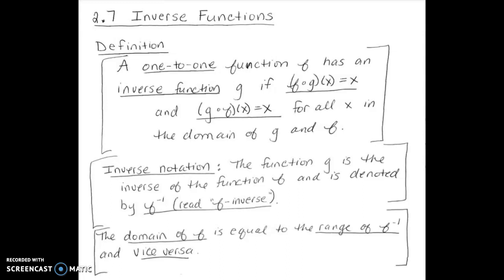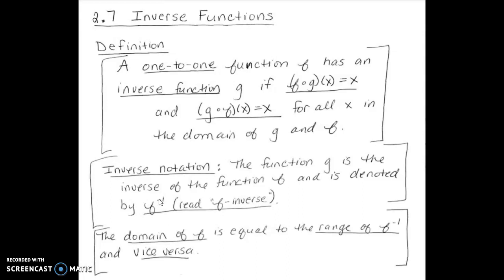Inverse notation means how we are going to write an inverse and indicate that it is such. So the function g is the inverse of the function f using the definition above, and when we write it, we're going to use inverse notation that looks like this. f with this little -1 up here kind of looks like an exponent. However, that's not what it means.